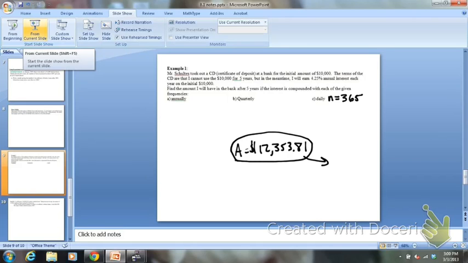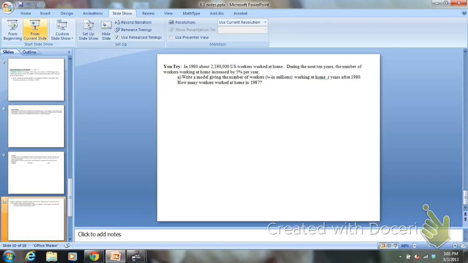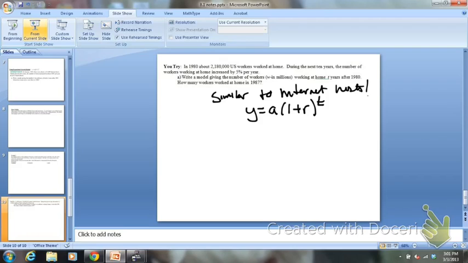And the last problem I would like you to try for your self-quiz is this one. See if you can do this one. By the way, this guy is very similar to the internet host problem, okay? So if you get stuck on this one, check out that internet host problem. Remember, you're going to start with y equals a, then 1 plus r to the t power. This is not like an investment type problem. So just use this formula, and I think you're going to be all right with this quiz.